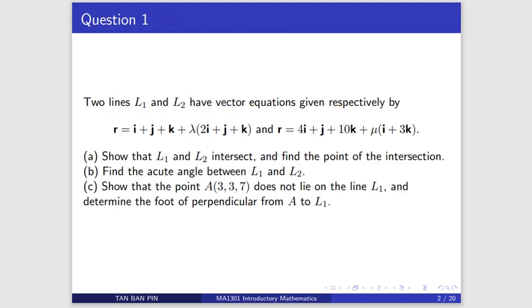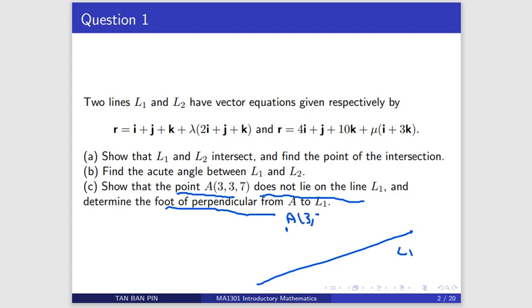In part C, I want to show that the point (3, 3, 7) does not lie on the line L1, and then find the foot of perpendicular from A to L1. So anyway, this is L1. A is the point (3, 3, 7). So we're going to show A is not on L1, and then find the foot of perpendicular. So we're going to find the point P.